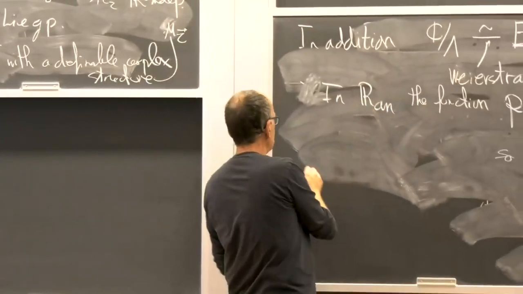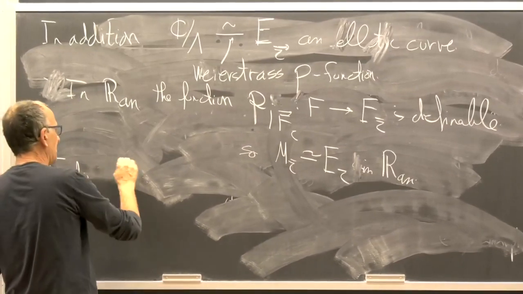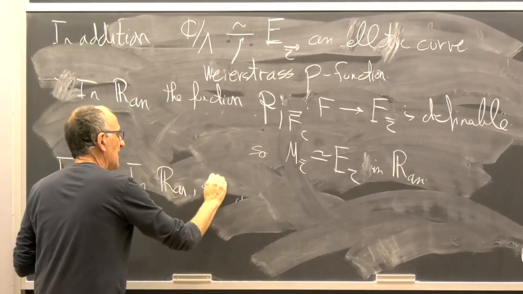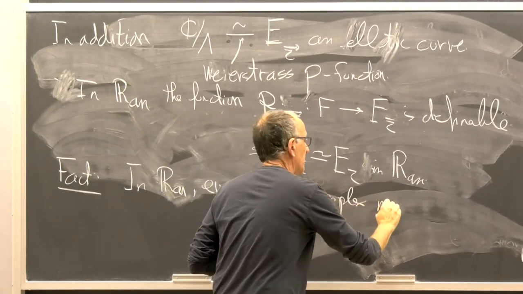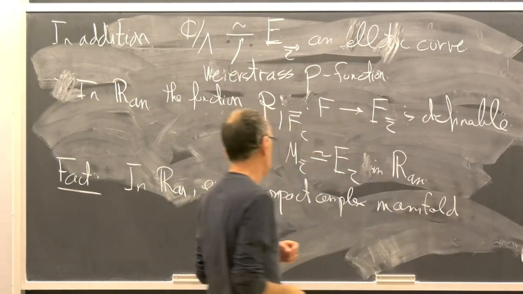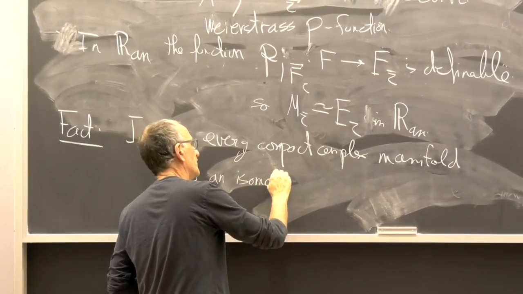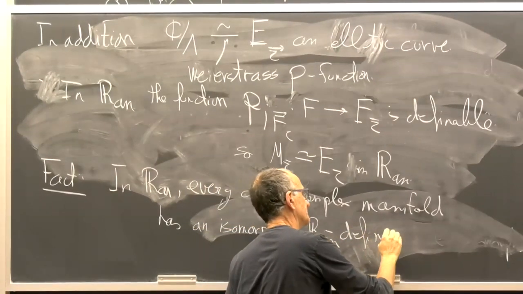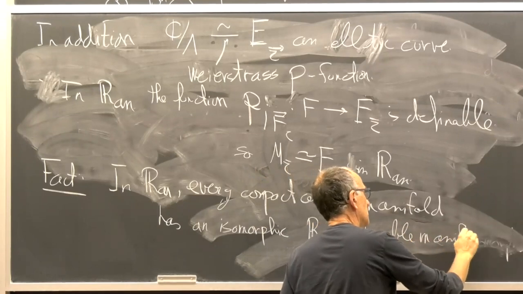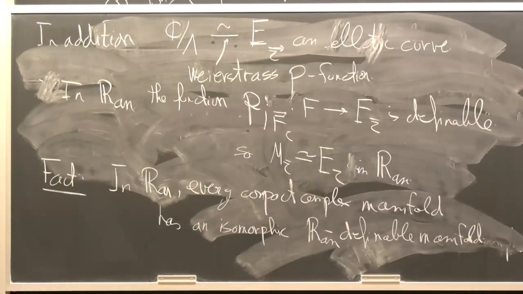Let me just end this list of examples. It is easy to see that in the structure R sub n, every compact complex manifold has a biholomorphic, or an isomorphic in this category, definable R sub n manifold. Why? Because you can cover the manifold by finding, you have to be careful, and we did it in one of the papers. But it's quite easy to see.